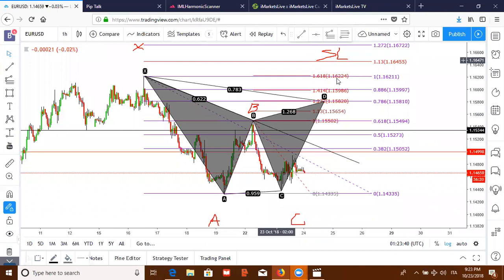So when it hits that level, I enter the trade. I wait till it reaches that level, 1.15810. That's if it reaches that level.